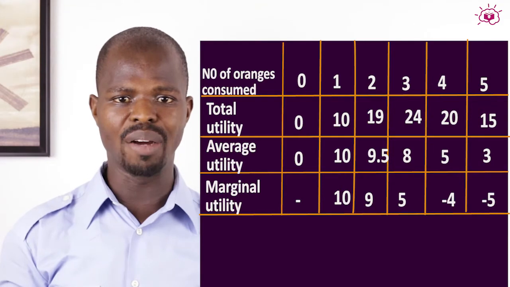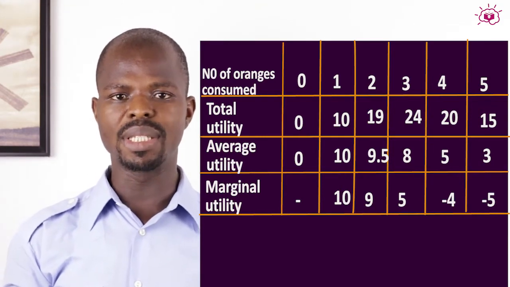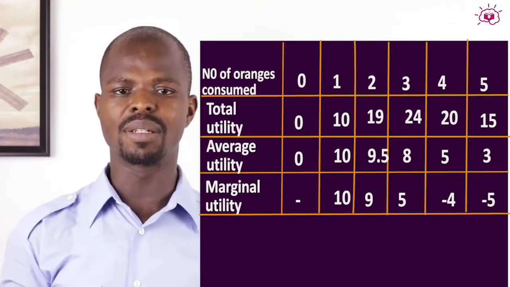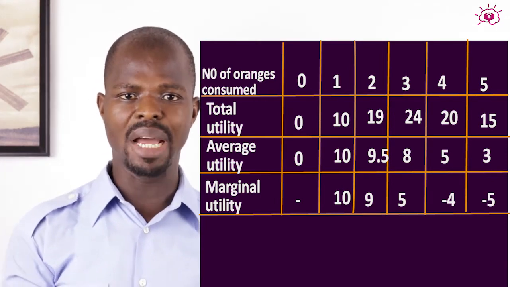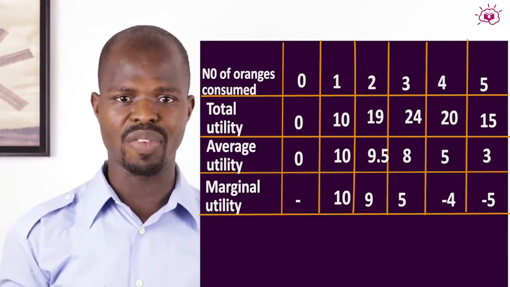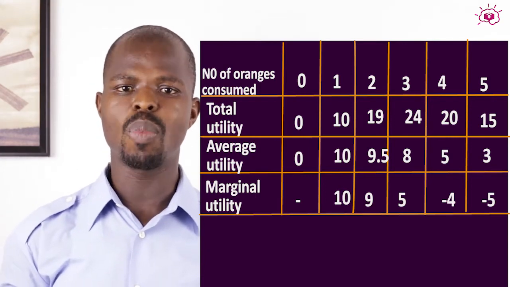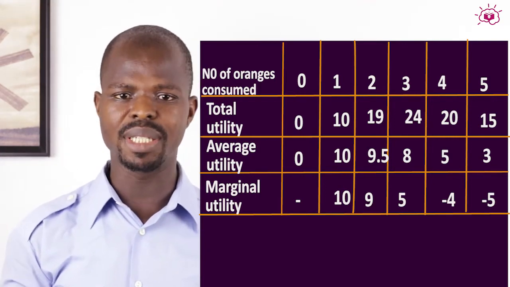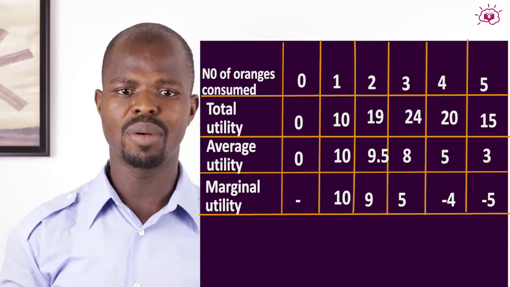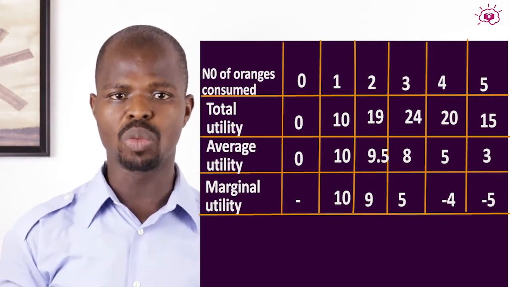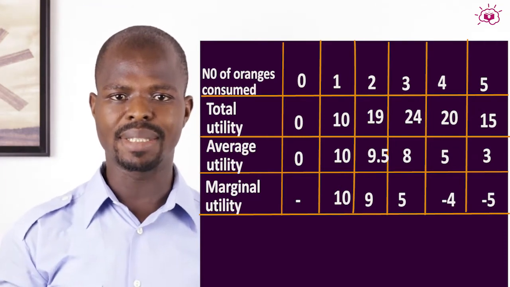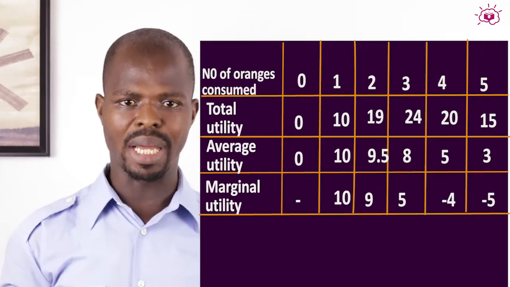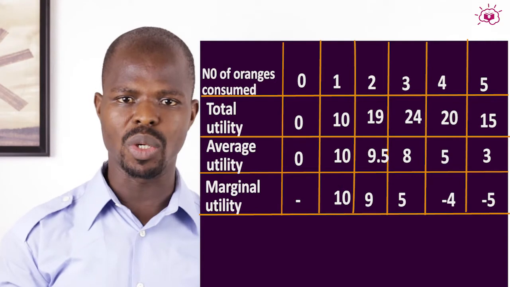The next one, for the total utility, we have 19 when he sucked the second orange. It derived 19 utils, as in satisfaction. And how do we get the 19? Multiply the average utility, which is 9.5, by 2. So 9.5 times 2 gives us 19 utils. And if you go on like that, you apply the formula, you get your answers correctly.